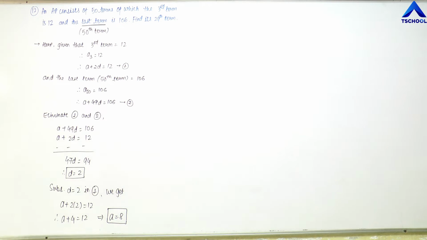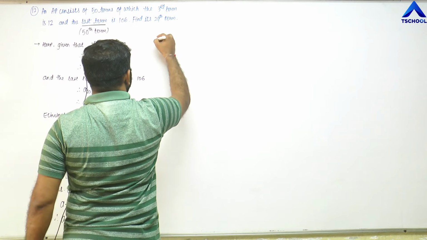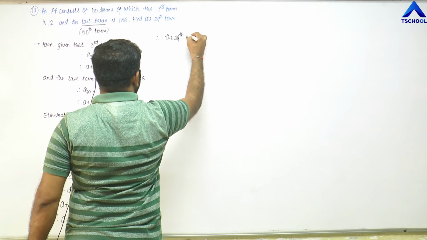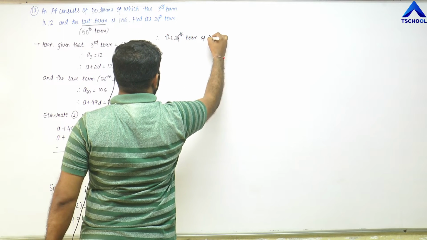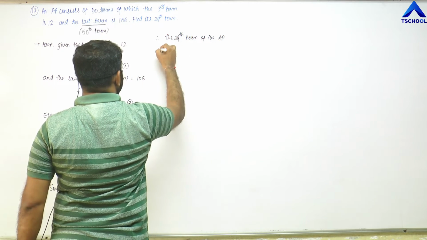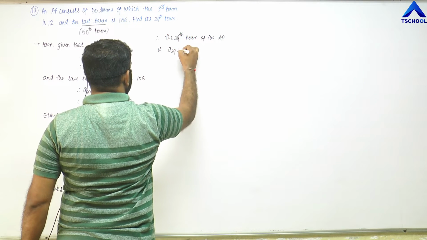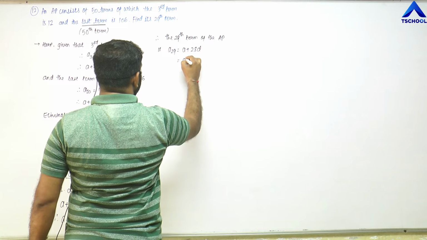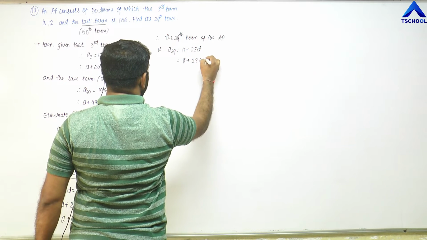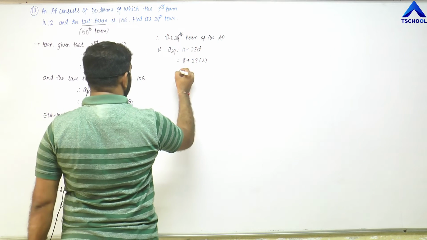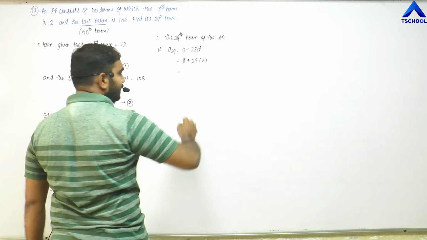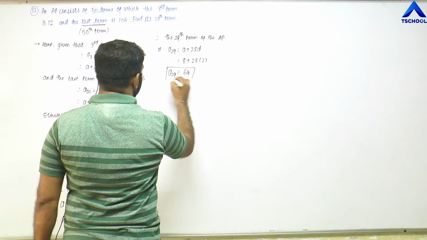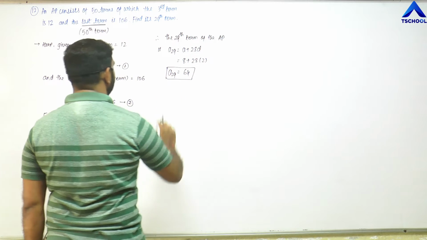Yes or no? No. Therefore, the 29th term of the AP is A29, that is equals to A plus 28D, which is 8 plus 28 into 2. 28 into 2 is 56. 56 plus 8, that is 64. That is A29 is equals to 64, right?